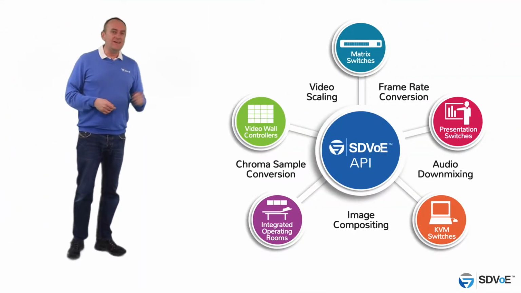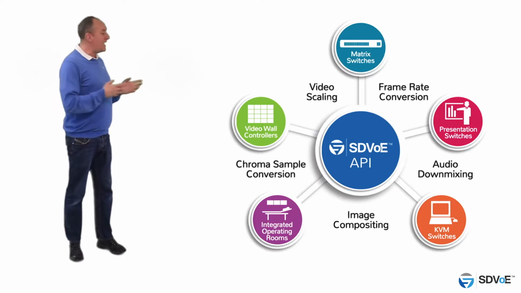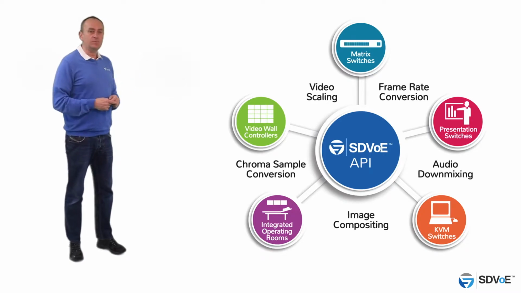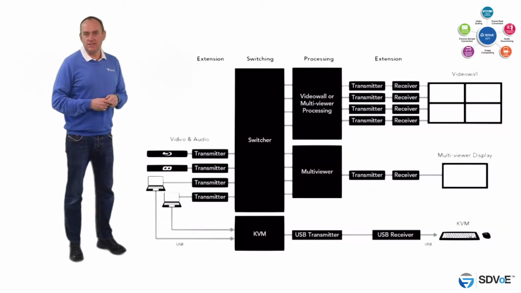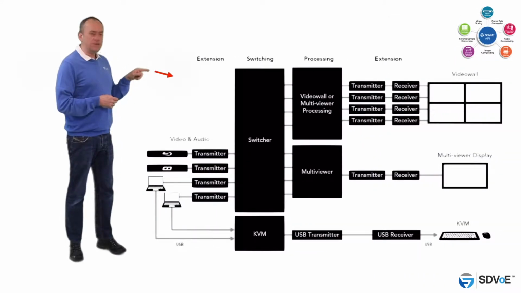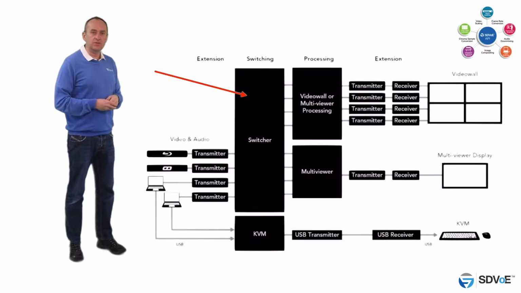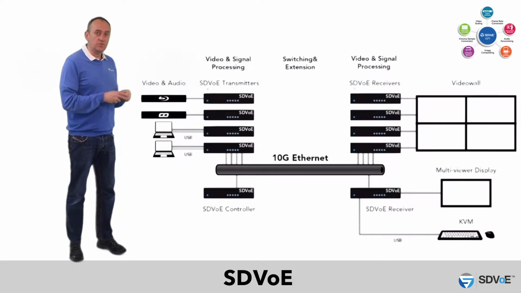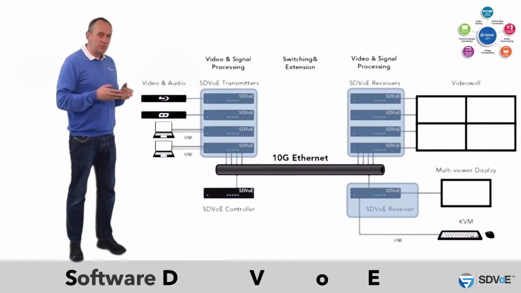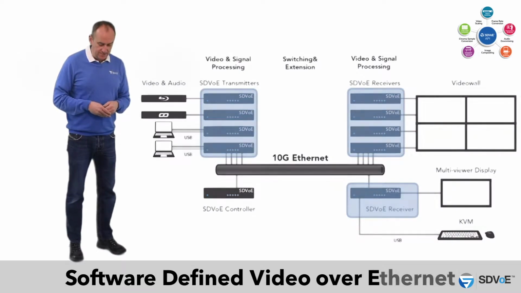The foundation of an SDVoE system is the API or Application Programming Interface. Unlike a matrix switch-based system, which relies on a chunky piece of hardware to control the endpoints, SDVoE endpoints take their instructions from software. There's a pretty big clue in the name.